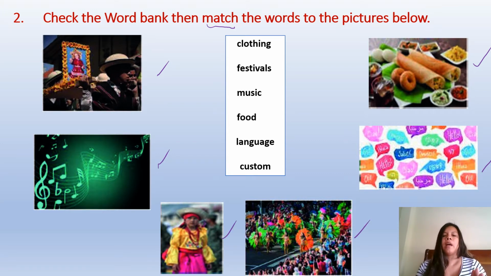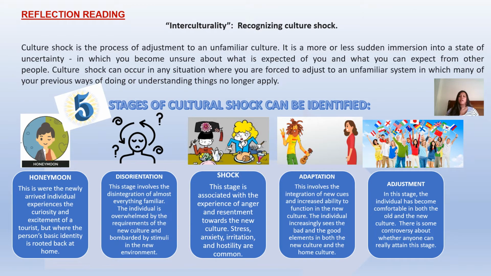So for example, I talk about clothing. What is clothing? This is clothing. For you, in these pictures, which picture shows clothing? Okay, for me, it is this one. So I'm going to match with this, okay? Festivals. Music. You're going to do the same with each word and with each picture. You're going to match them, okay? So that's it. Guys, so now we have a reflection reading.